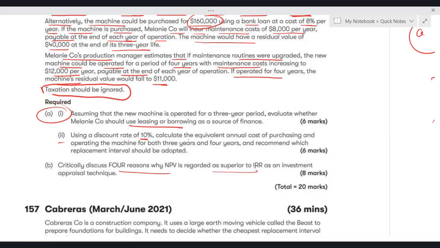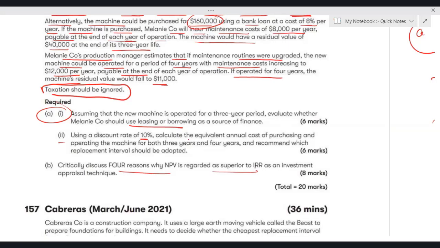Another, if the cost of capital keeps changing every year, then it becomes difficult to calculate. It is difficult for IRR to deal with that situation, but NPV does not have any issue at all. You can write other points, whatever logical points you know.